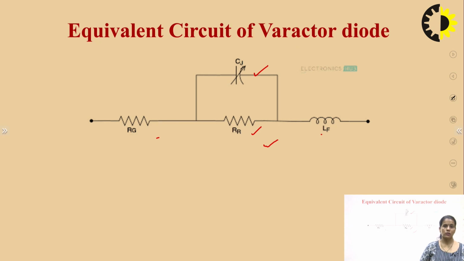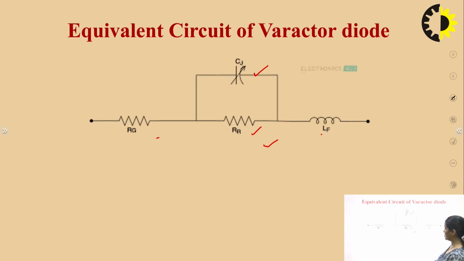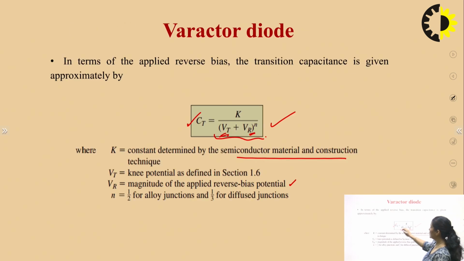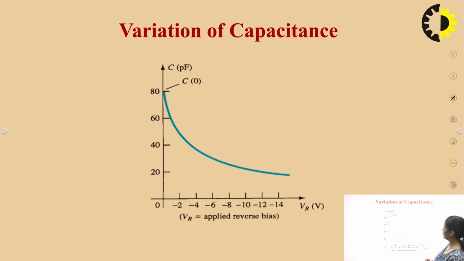So, that was all for the varactor diode, and as we see from this established relation, capacitance is inversely proportional to the applied voltage. So, this graph is showing that as we increase the voltage, the capacitance is decreasing. This is the relation between the applied voltage and the capacitance.